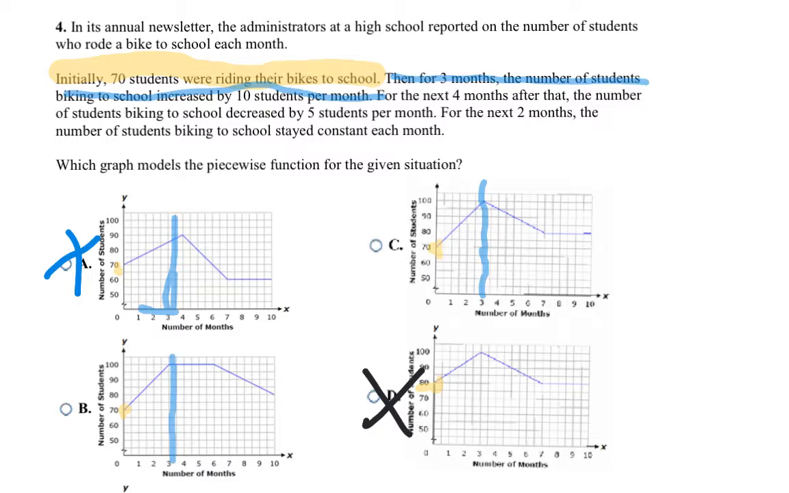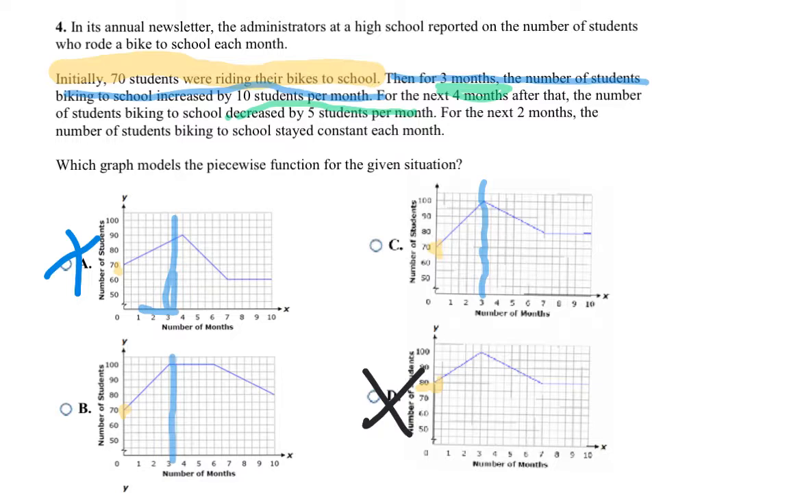This one also increases from 70 to month 3 and then changes. So it could be C. So now I need to look at my next piece of information to see what the next piece of graph needs to be. So for the next 4 months, the number of students biking to school decreased by 5 students per month.